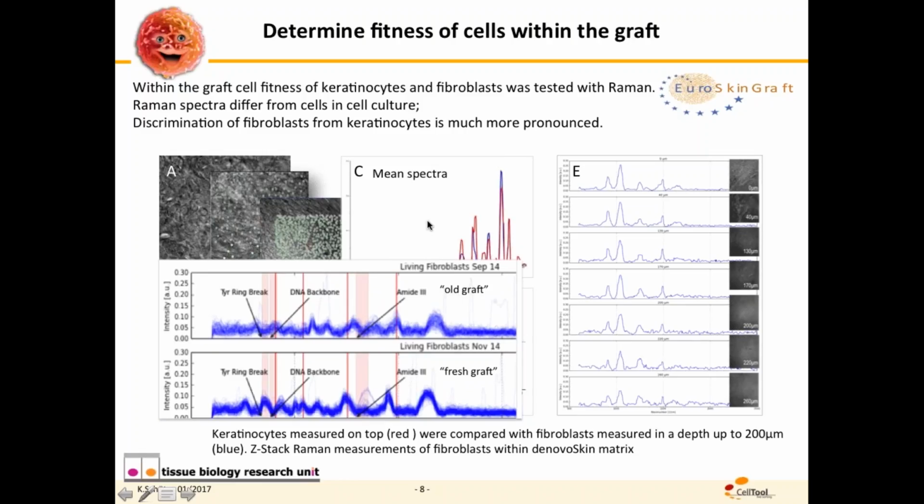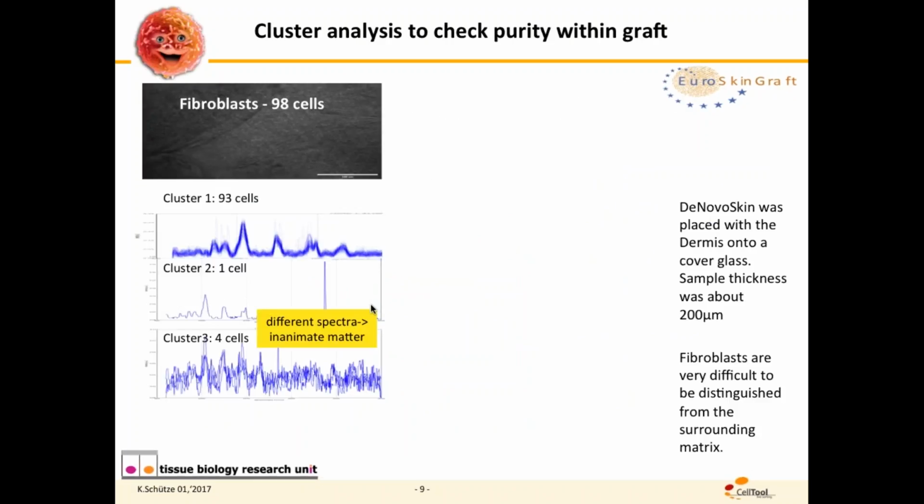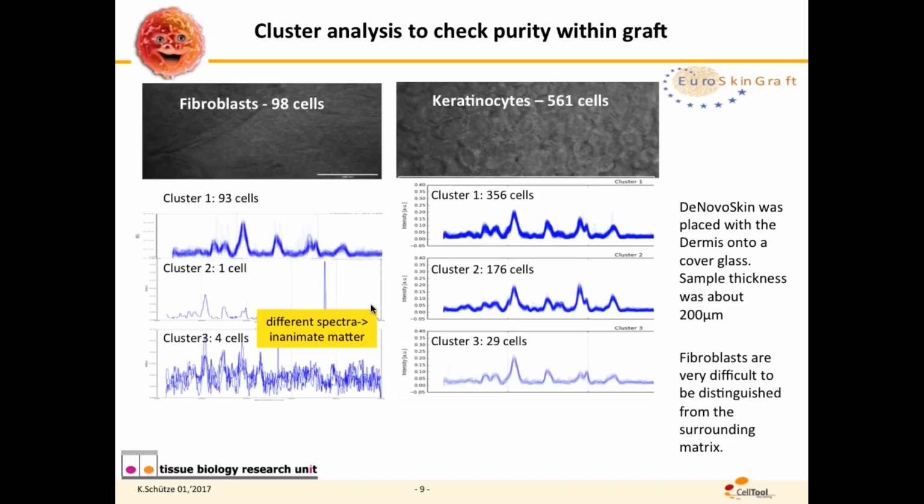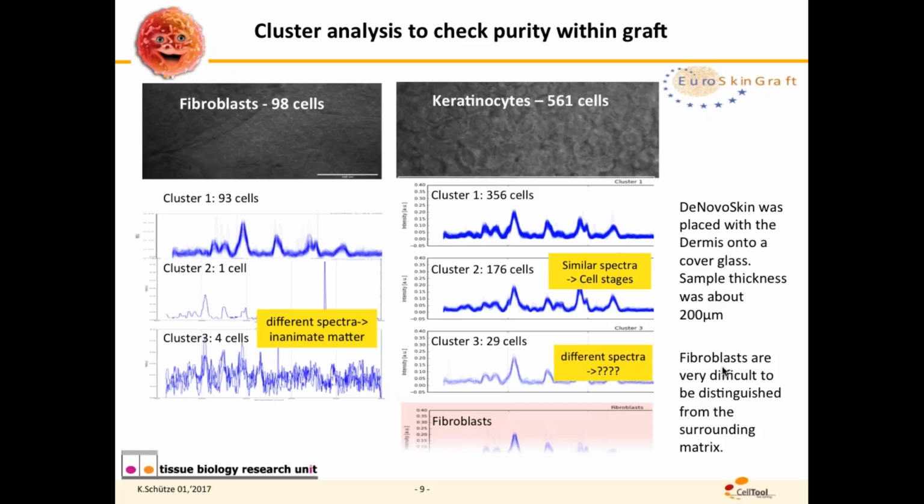So we can not only measure how many cells are there and whether there's a cross-contamination, but we can also measure whether the cells are still intact and functioning. And also here we wanted to look whether there's a contamination with melanocytes, and we did not find any contamination of melanocytes. And you see the number of cells we've analyzed is very small, so we don't need to grow up a lot of cells. We just work directly with the graft, and we don't need to destroy it.